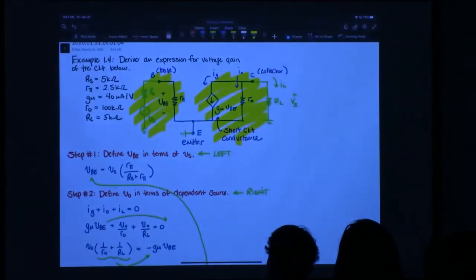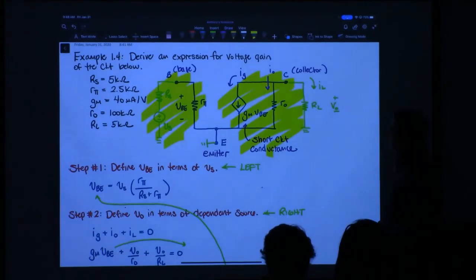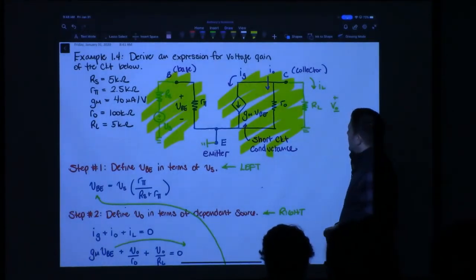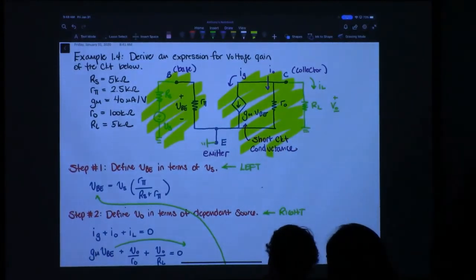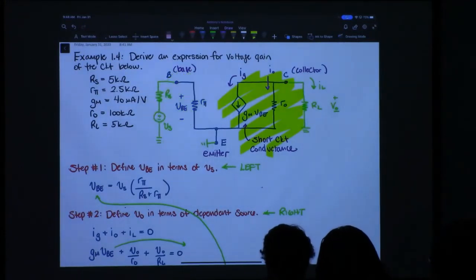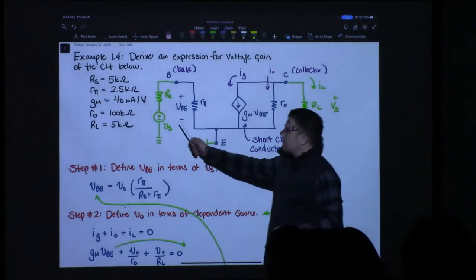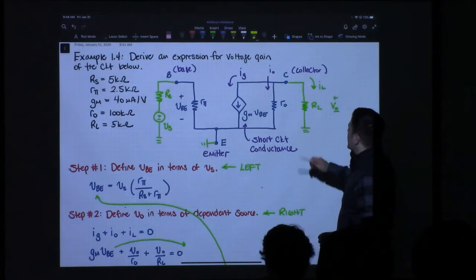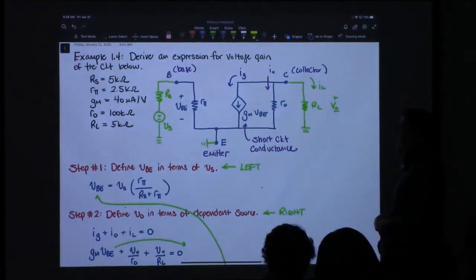All right, so this is the example. We want to derive an expression for the voltage gain of the circuit below. This in the blue is the main part of the circuit. And in the green, what I did was add the source, which is RS and VS in series. And then I added a load, which is RL, and so our output voltage will be the voltage across that.